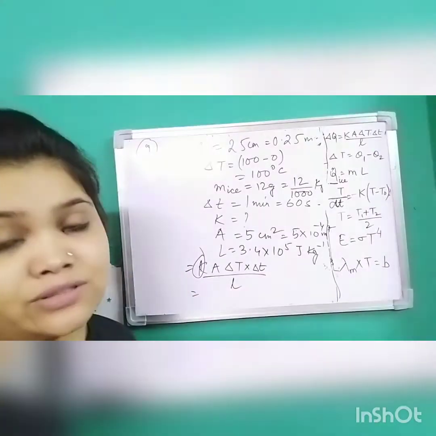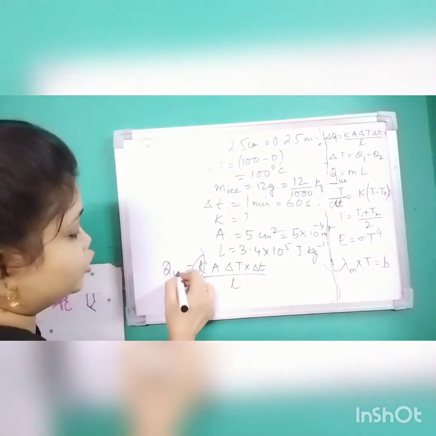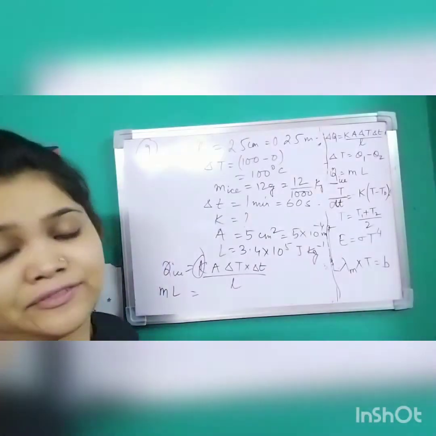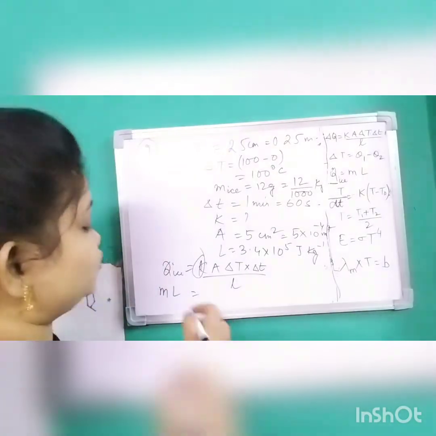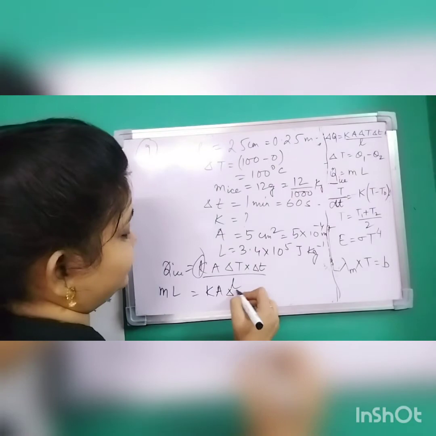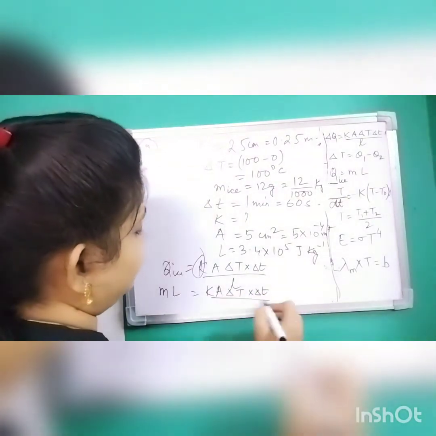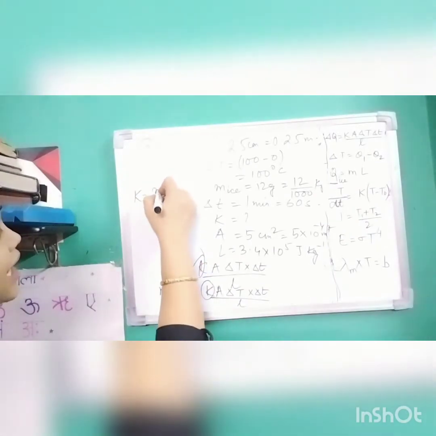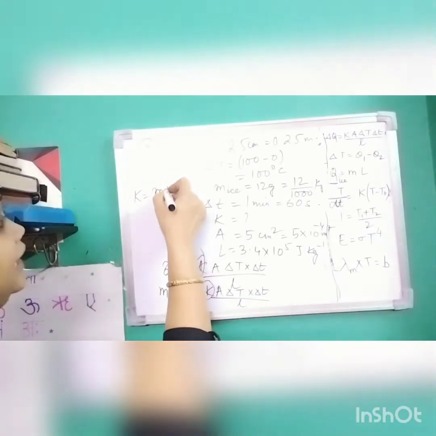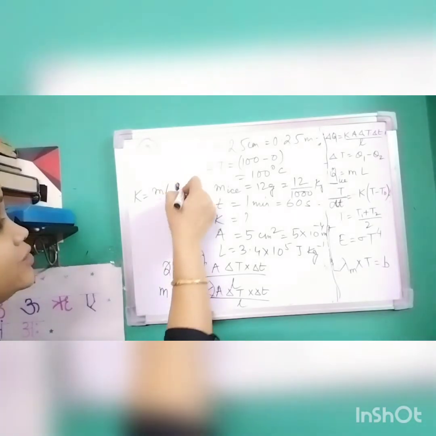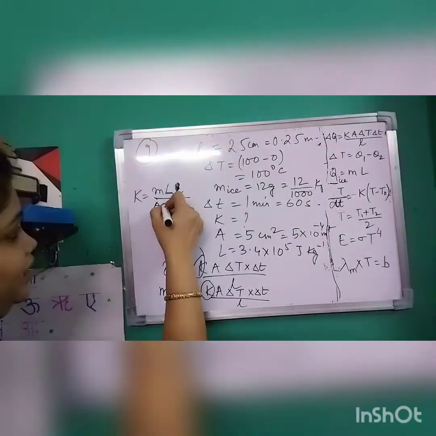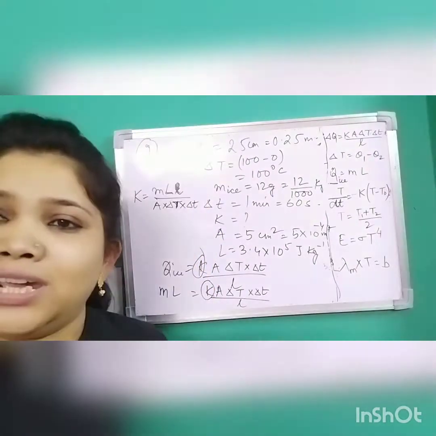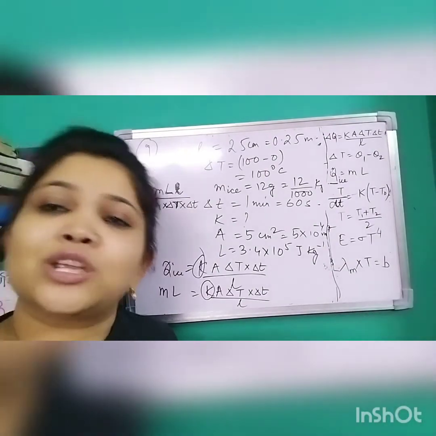Since we have taken the case of ice, Q of ice we will further break into M into L. Whenever ice is given, students take Q as M into L. So M L is equal to K A delta T into delta T by L. So ultimately, K is nothing but M into capital L, which is latent heat, and this small l is the length, by A into delta T into small delta T. Just put the values, solve and you'll get the answer.